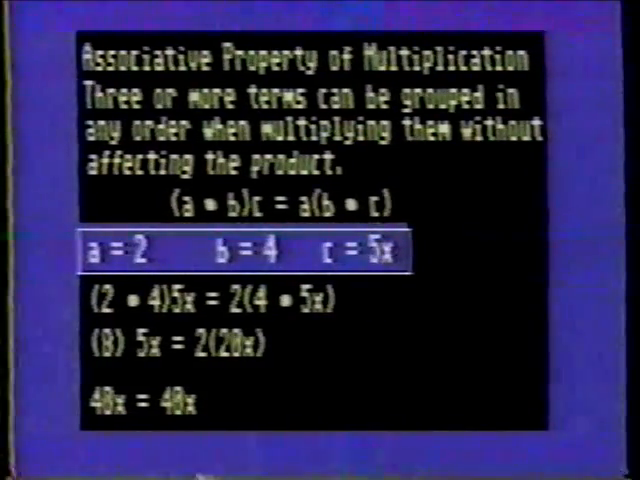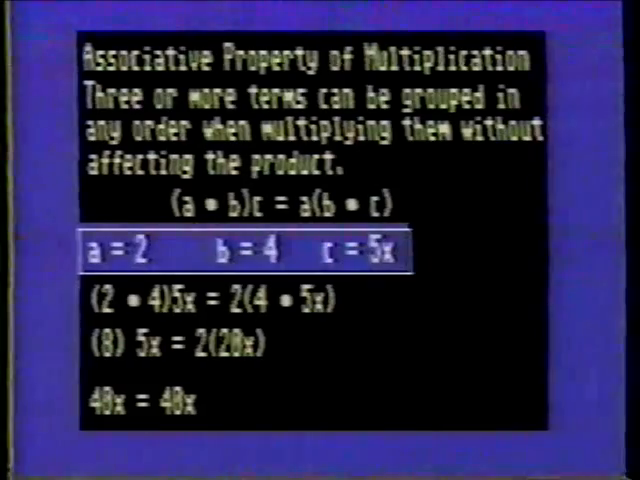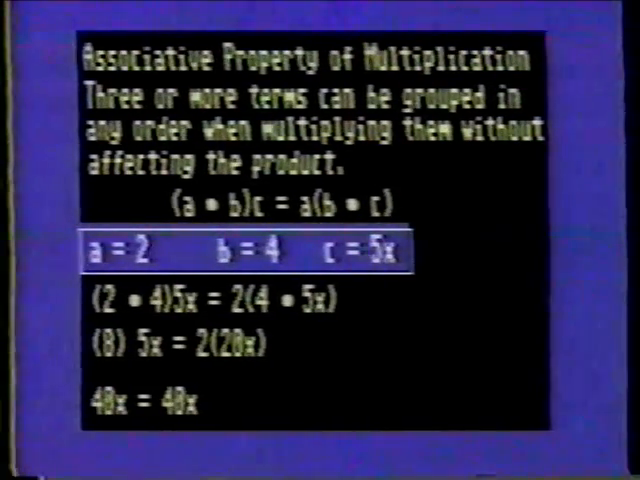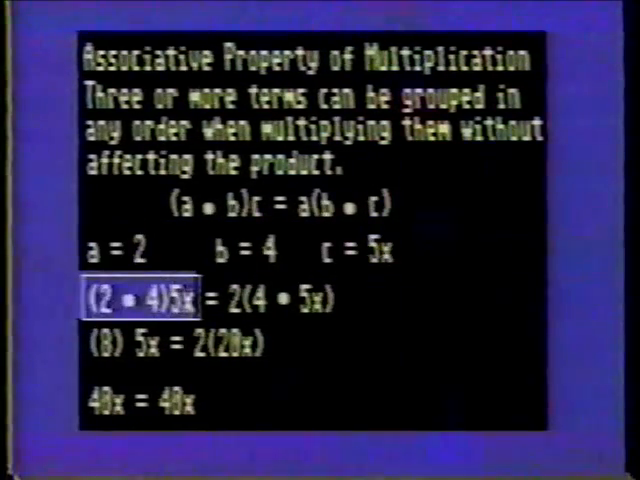For convenience, we will assign values to the variables. Let A equal 2, B equal 4, and C equal 5x. Thus, A times B times C becomes 2 times 4 times 5x. 2 times 4 is 8. The equation becomes 8 times 5x.